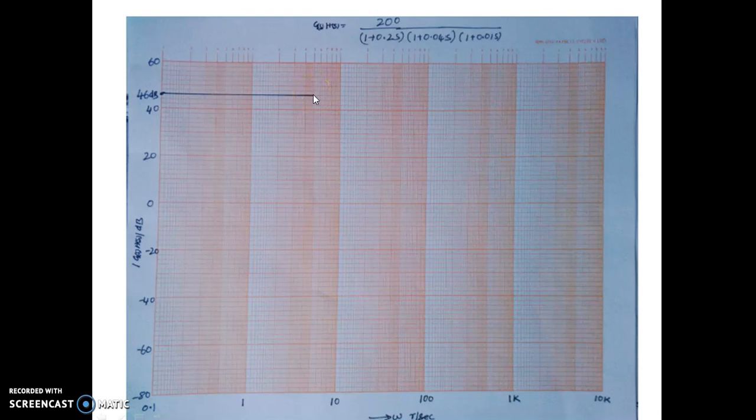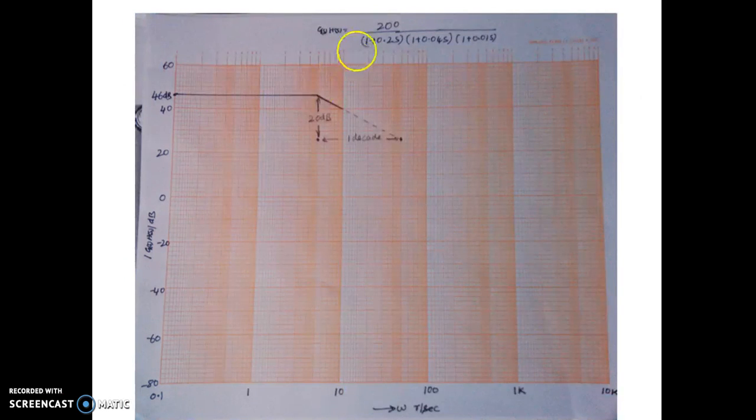After 5 the slope happens to be minus 20 dB per decade. So let us see how you find that. This is now 5. You come down by 20 dB, go by 1 decade, which happens to be 50. If I join this point and this point, the slope happens to be minus 20 dB per decade. Now we cannot join all the way, because the next cutoff frequency is at 25.